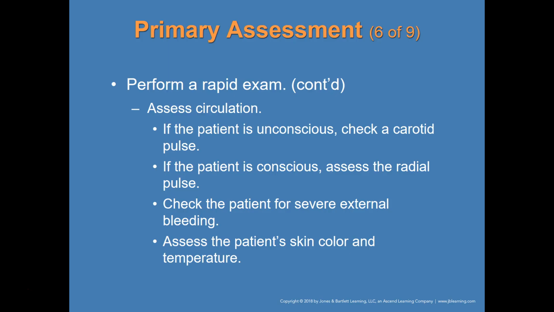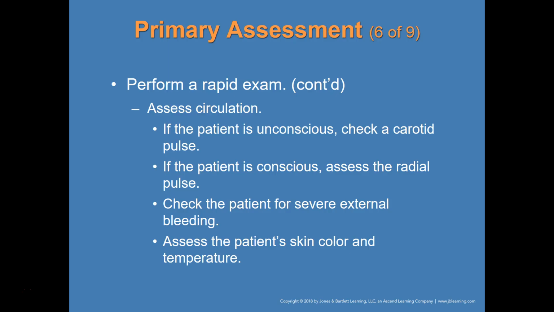After we check for pulses, we want to look for any severe external bleeding. So if we have some minor scrapes and cuts on our body, these are not major bleeds and don't need to be addressed right away. If we have squirting blood, if we have large amounts of blood staining their clothing, or we have a large puddle of blood that's just getting bigger, we need to stop that right away. So that would be checking for external bleeding.